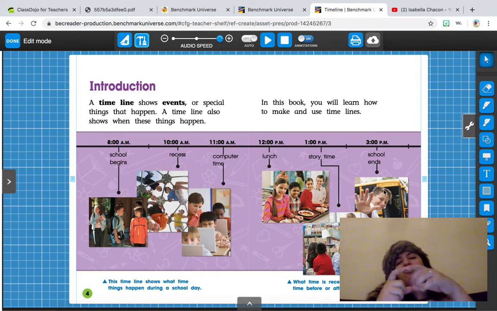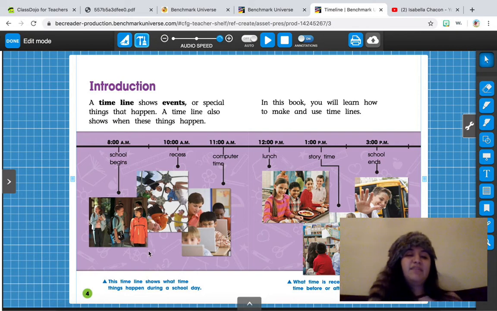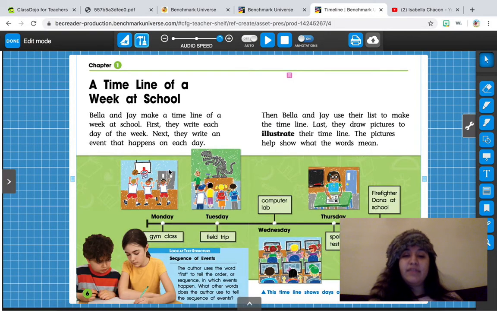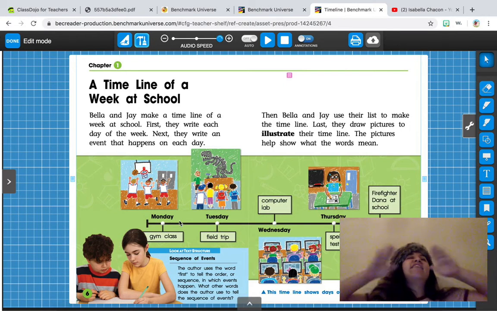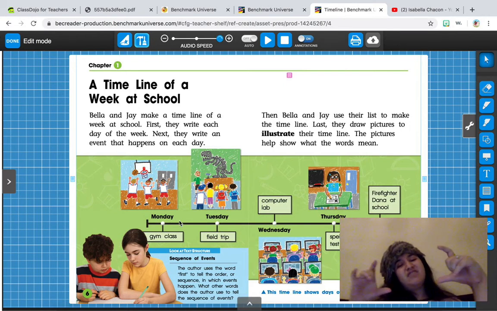And these can be small pictures. They don't have to be big. They just have to be small enough to fit underneath the events. And if you look at this one, this is a good example of a timeline. See, it has little pictures, and it doesn't have to be a big one. It doesn't have to be 3 pages. It just has to fit on a small little page.